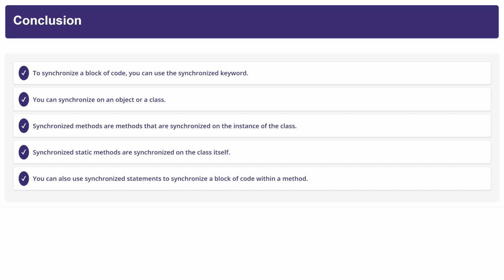To synchronize a block of code in Java, you can use the synchronized keyword. You can synchronize on an object or a class. Synchronized methods are methods that are synchronized on the instance of the class. Synchronized static methods are synchronized on the class itself. You can also use synchronized statements to synchronize a block of code within a method.